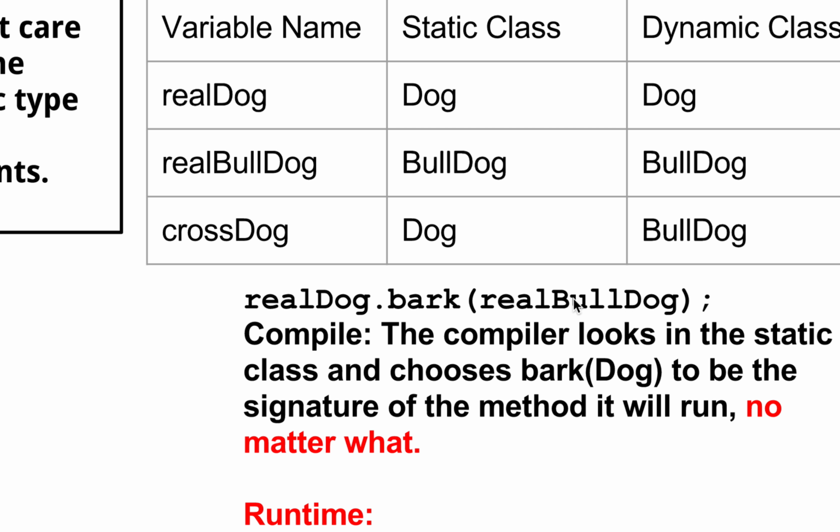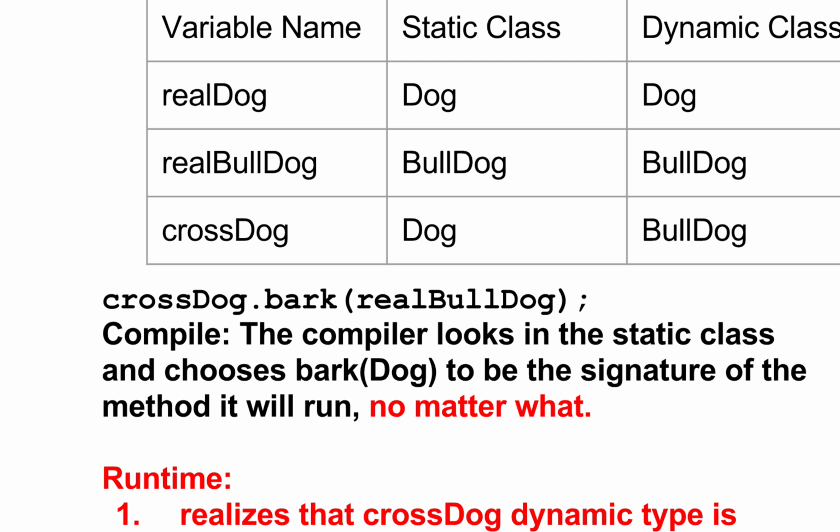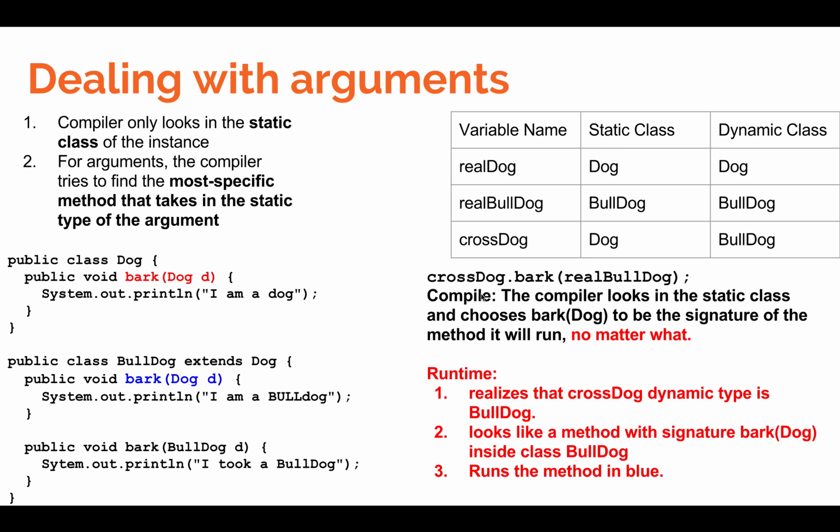By casting, all you would be doing to real bulldog is saying its static type is bulldog, but it's already bulldog. What if you had cross dog as a parameter and you cast it as a bulldog? The compiler only sees the static types, so it looks for this method, finds it, and it's done. If you temporarily change cross dog's static type to bulldog, it's exactly this scenario. So it still doesn't matter.